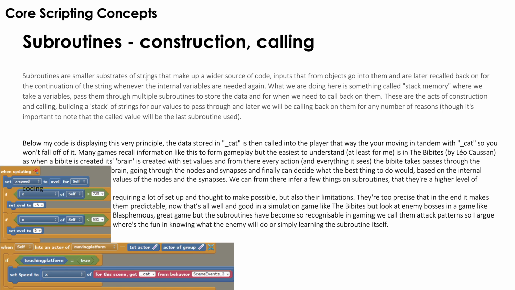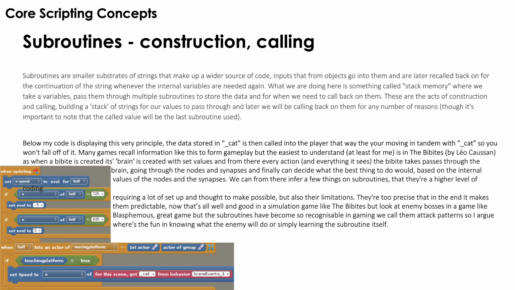Subroutines are smaller substrates of strings that make up a wider source of code. Inputs that from objects go into them are later recalled back on for the continuation of the string whenever the internal variables are needed again. What we are doing here is something called stack memory, where we take a variable, pass it through multiple subroutines to store the data, and for when we need to call back on them, these are the acts of construction and calling, building a stack of strings for our values to pass through, and later we will be calling back on them for any number of reasons.